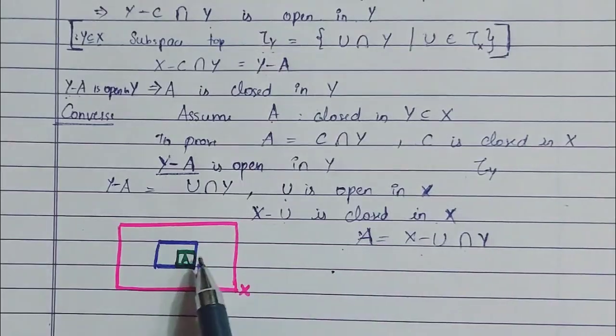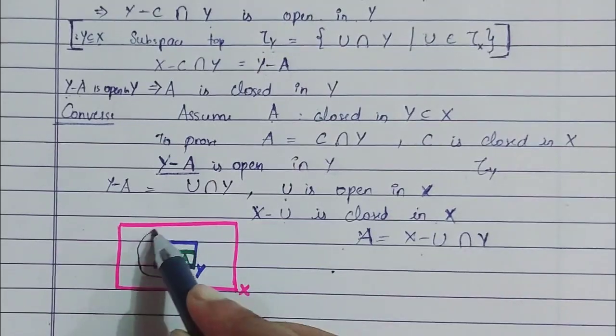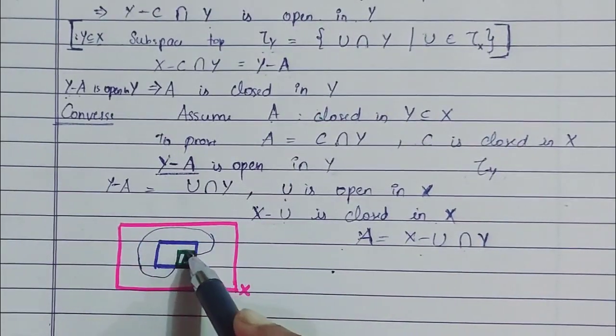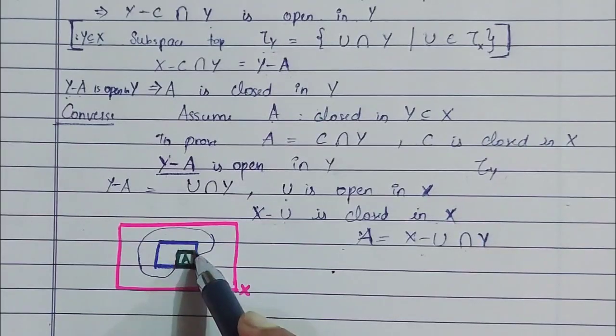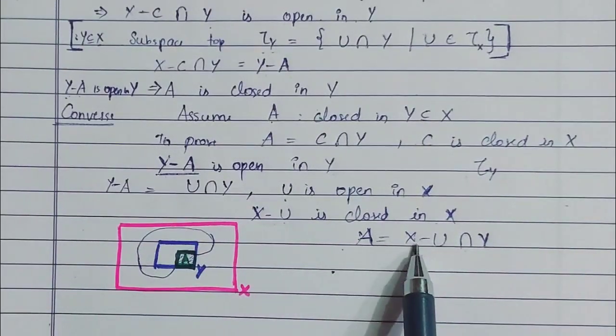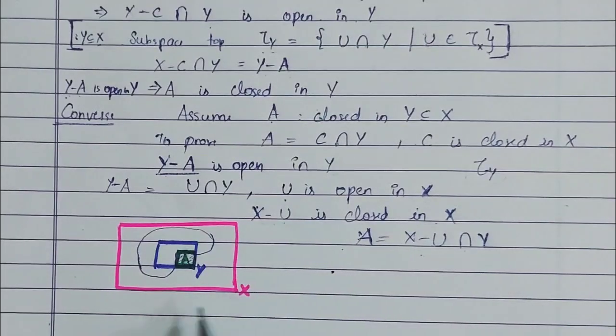So A should be equal to X minus U, where U is open in H. So this is my U, and if I remove that U, I'll get this whole part. When I intersect with Y, I'll get this A. So my A becomes X minus U intersection with Y. Hence my theorem gets over.